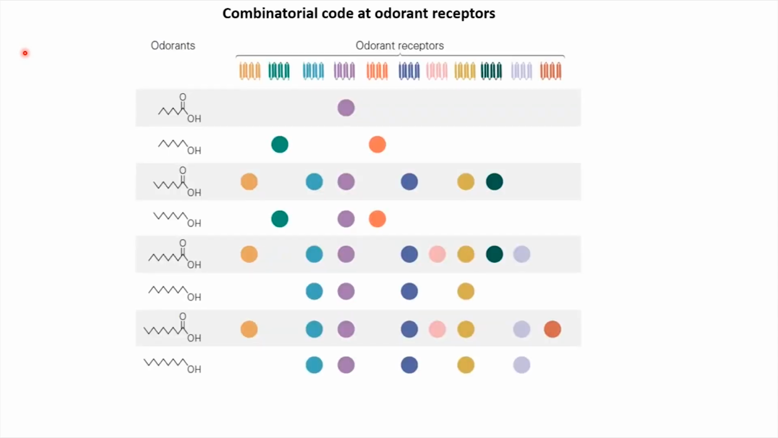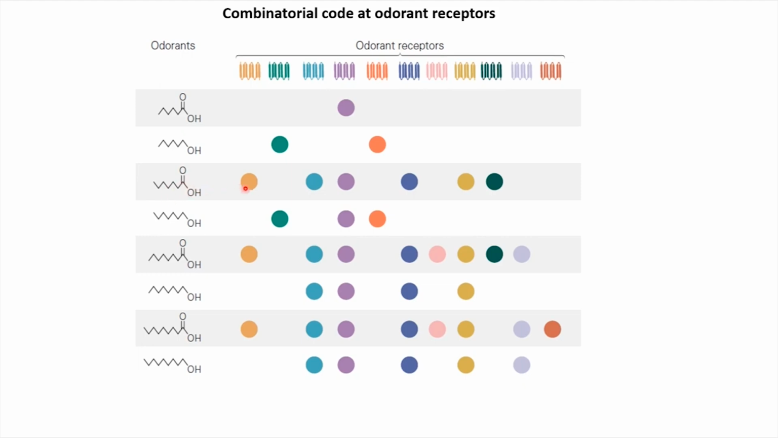The solution that nature has adopted is a combinatorial code at the level of odorant receptors. By that I mean that there are still many different receptors, but now these receptors are not unique to odors. Each receptor can be activated by multiple odorants. So for example, this first one here is activated by this odorant, this odorant, and this odorant among this set of odorants. And this second one here is activated by these two, this third one here is activated by these five, and so on. And similarly, each odorant can activate multiple receptors.